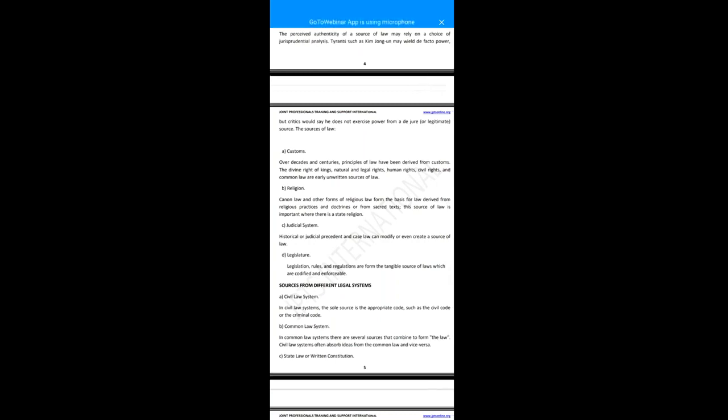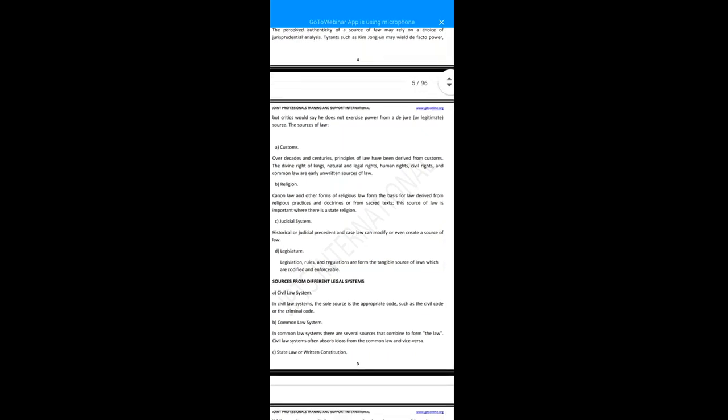From the centuries and decades ago, principles of law have been derived from the custom of the people, the kings, the princes, the queen of the land. The king would be the one to bring up or enforce any law. Now, these are the sources of law: the kings, the natural and legal rights of people, the human rights of people, the civil rights of people, the common law. Those are the general sources of law.